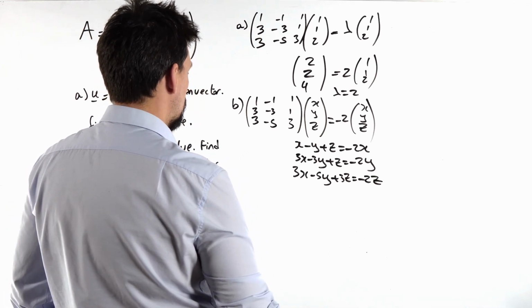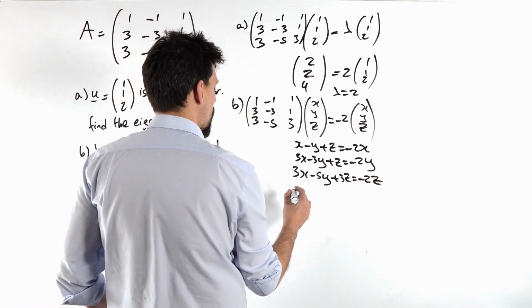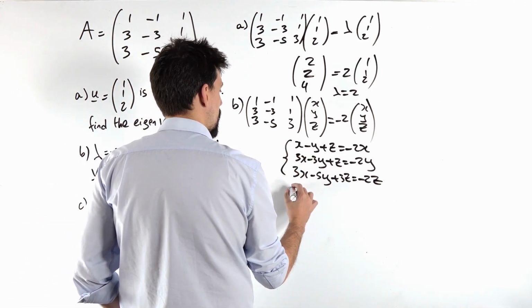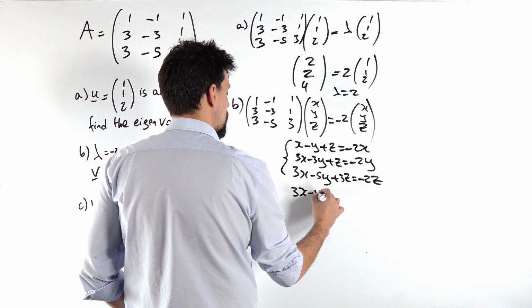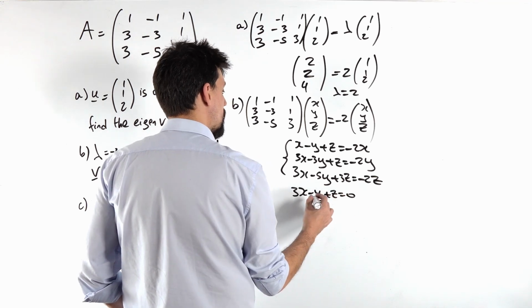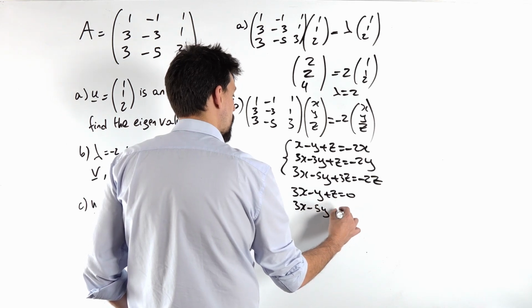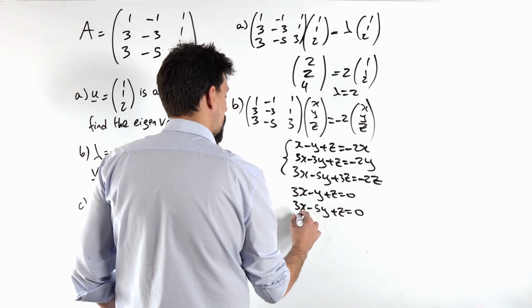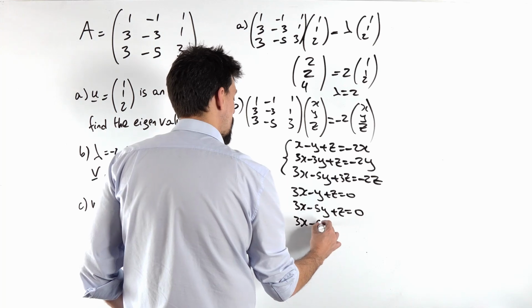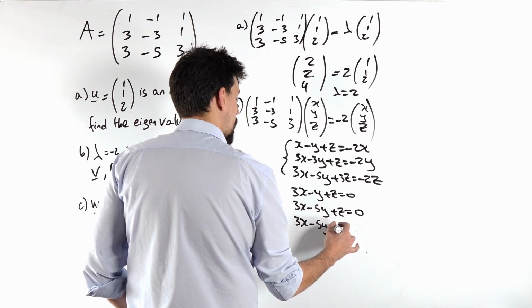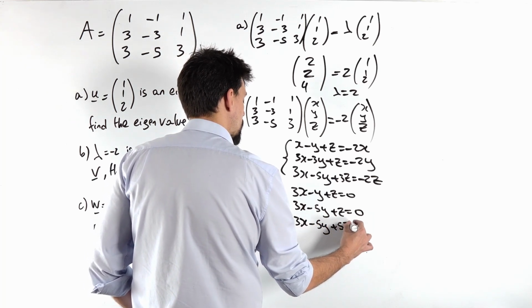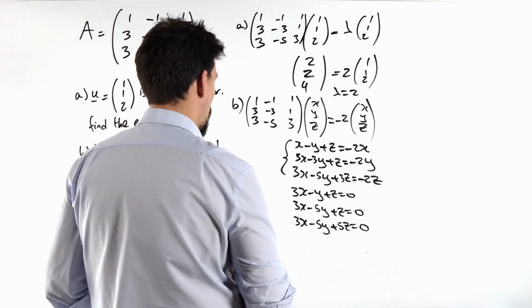Well, okay then, be that way. Let's tidy this up a little bit. This tells me that 3x minus y plus z is 0. It tells me that 3x minus 5y plus z is 0. And it tells me that 3x minus 5y plus 5z is 0.